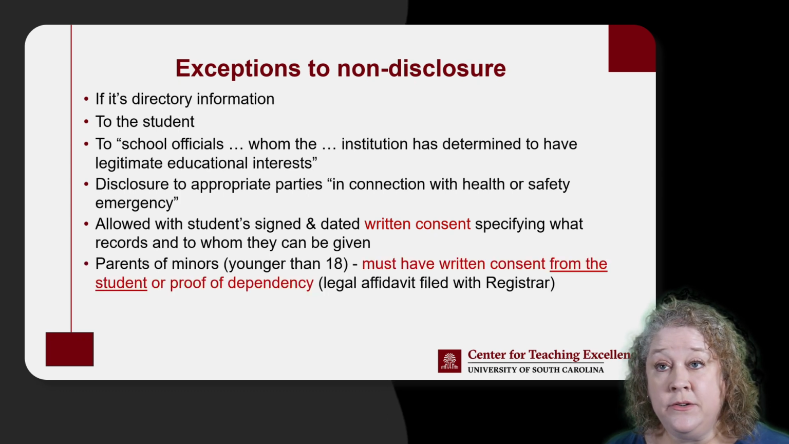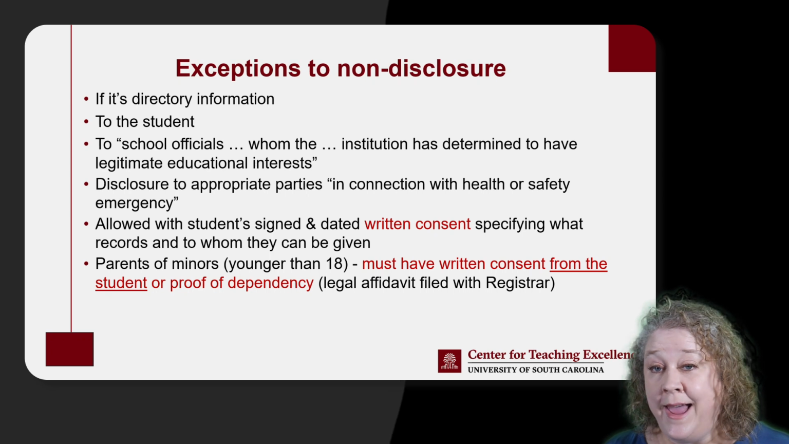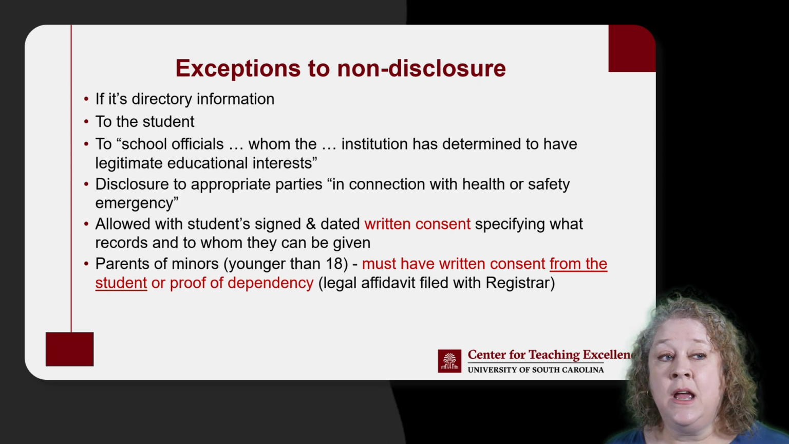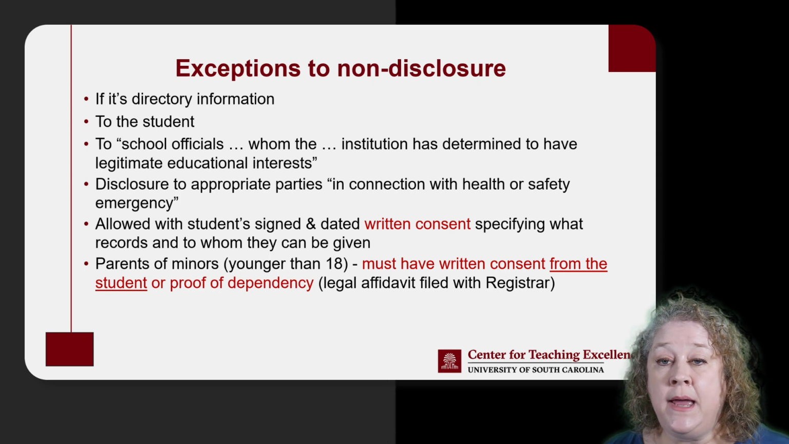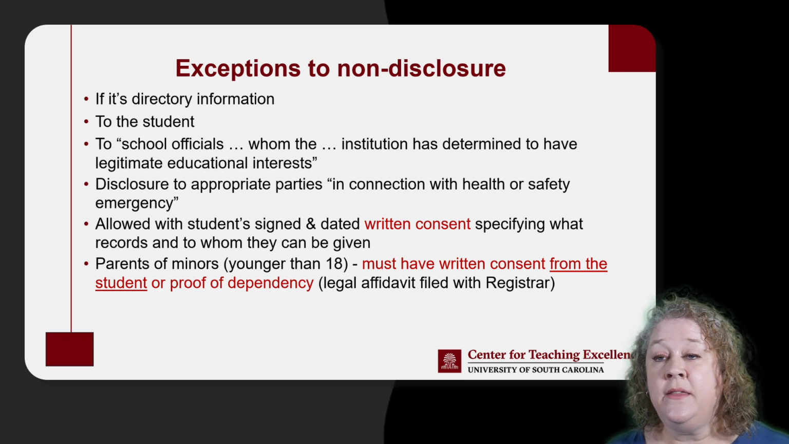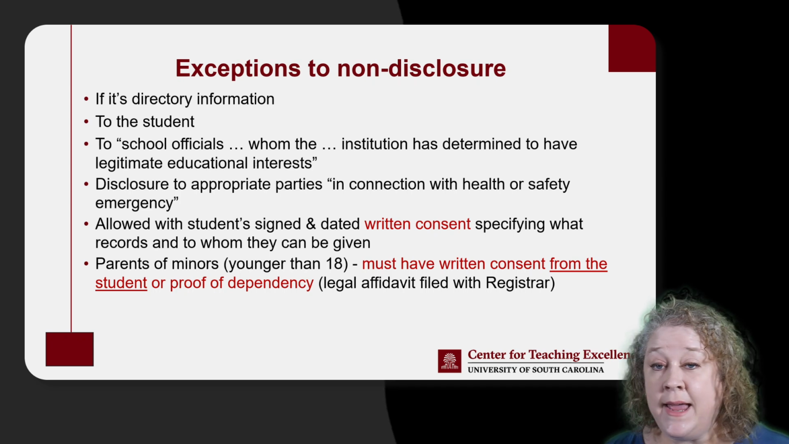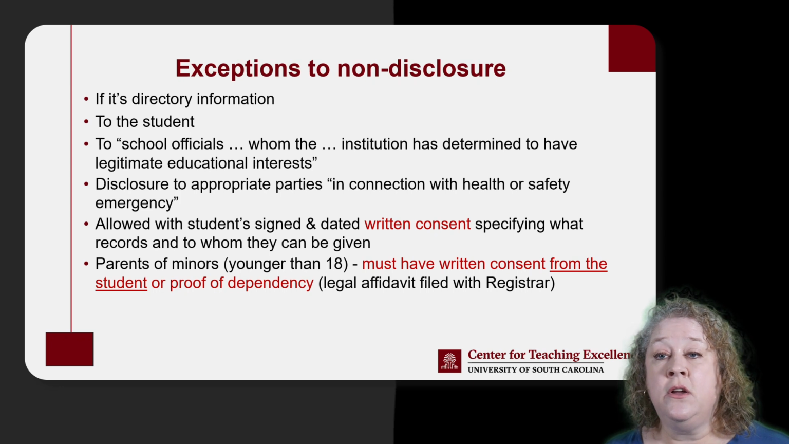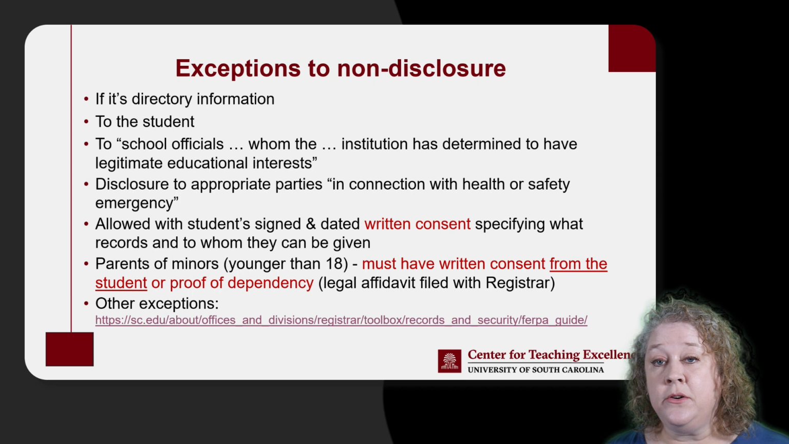Parents of minors can only access the information of their student if the student has provided written consent or the proof of dependency has been submitted to the registrar, and this is a legal affidavit that has been submitted to the registrar. Otherwise, parents cannot be given access to that protected information, and students younger than 18 are considered minors.